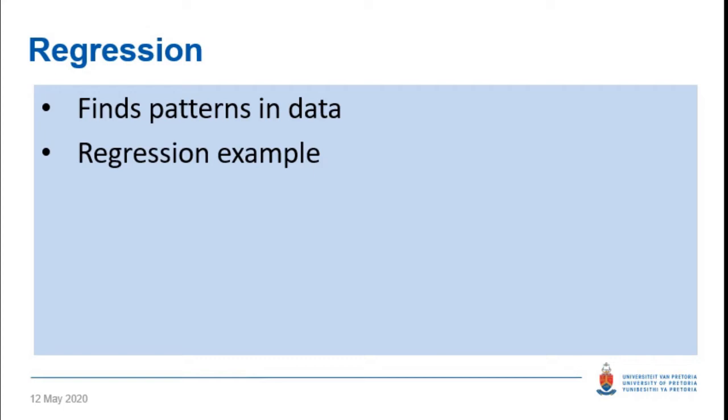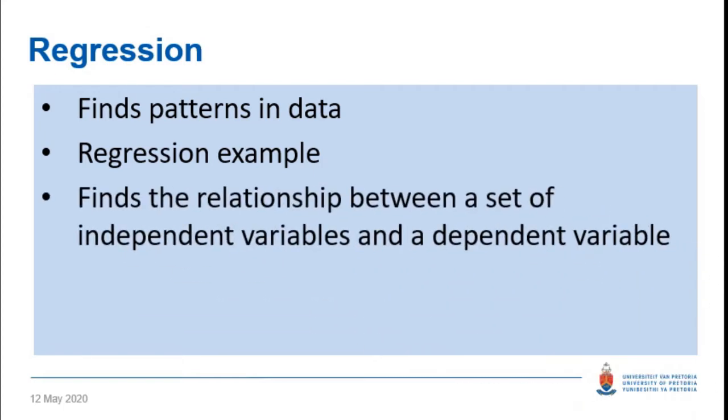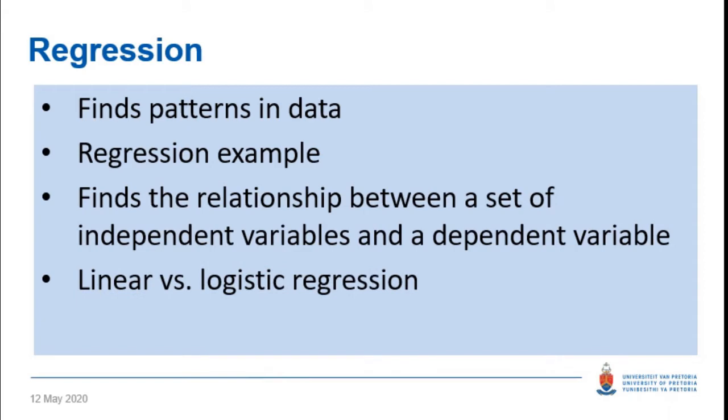So what we do in this case is we'd use data from students from last year. We'd produce a regression model using that data, and then we'll use it to predict what the exam mark will be for students this year. The whole idea behind regression is it finds a relationship between a set of independent variables and a dependent variable. There are 2 types: linear regression, if you're dealing with a linear relationship. If your relationship is nonlinear, then we're looking at logistic regression.